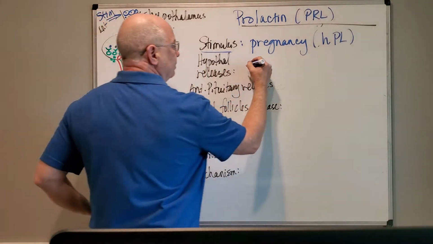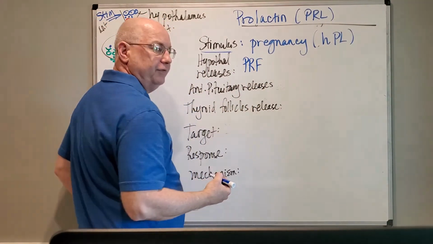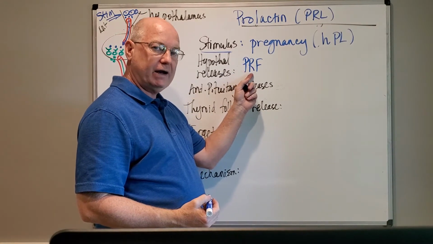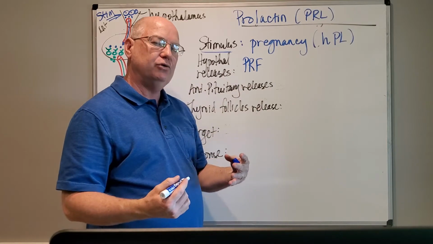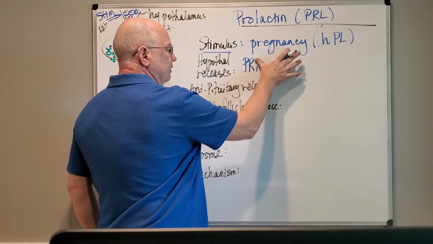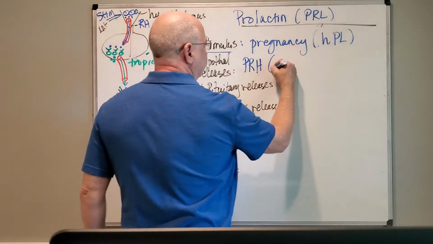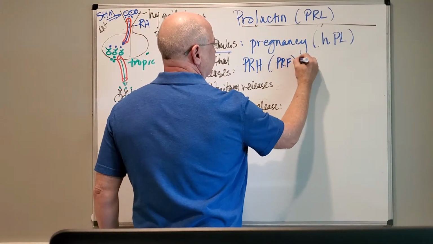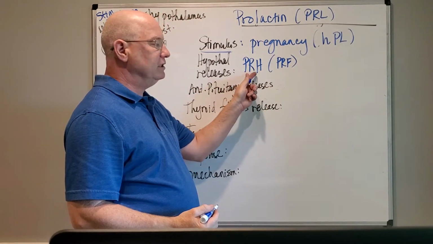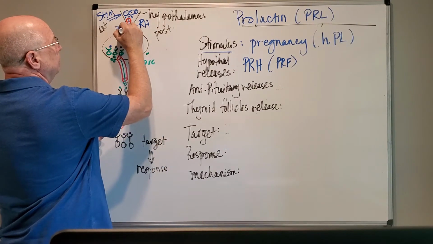Now the hypothalamus is going to release a hormone that in some books is called PRF. The PRF stands for prolactin releasing factor. When we use the term factor, it means they haven't completely elucidated the entire amino acid sequence. They figured it out now, so some books call it PRH. So I'm going to put PRF in parentheses. Prolactin releasing factor or prolactin releasing hormone. That would be this hormone here, PRH.